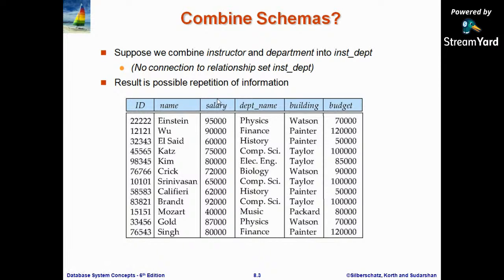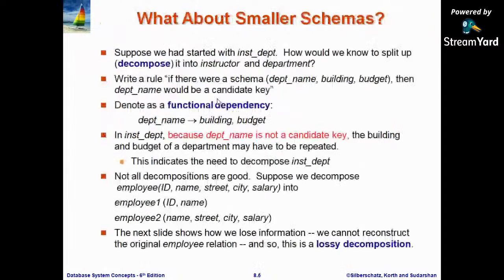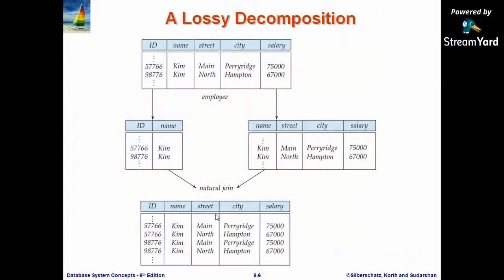But every decomposition is not meaningful. If you see this, with ID, name, street, city, and salary, you have decomposed it into ID and name, and the second decomposition is name, street, city, and salary. This decomposition is not a good decomposition. Why is it not a good decomposition? Look at this. In this table, we have these five fields, and you have decomposed it into two tables.